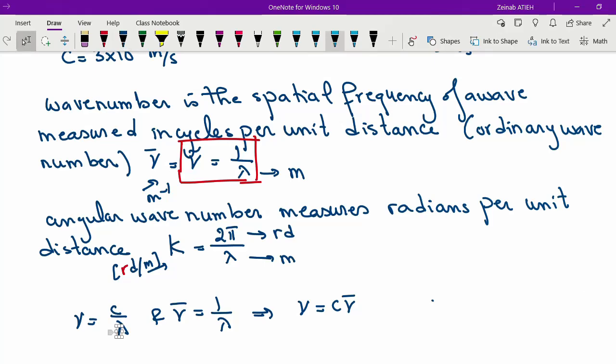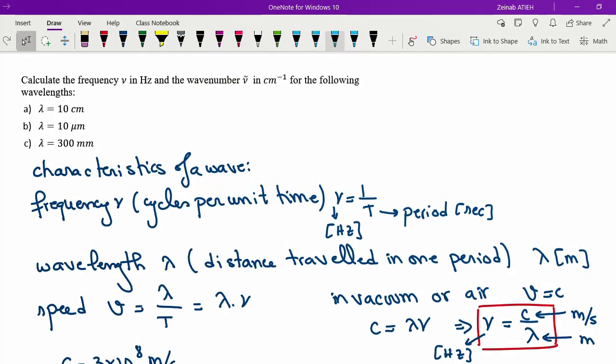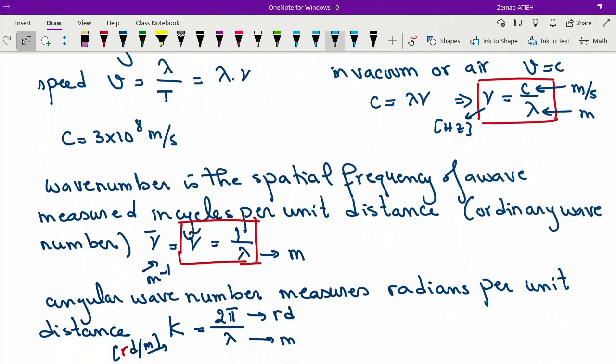Now let's move back to our question. In our question, he gave us lambda equals 10 centimeters, and he's asking us to calculate nu and nu bar, or the wave number and the frequency. So let's start.